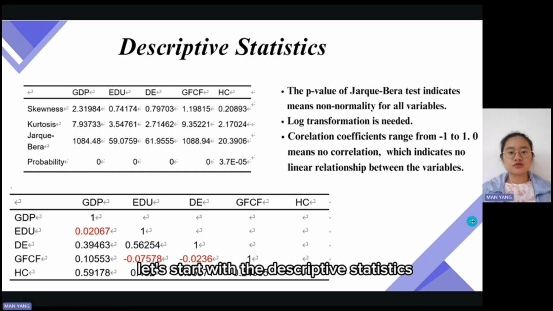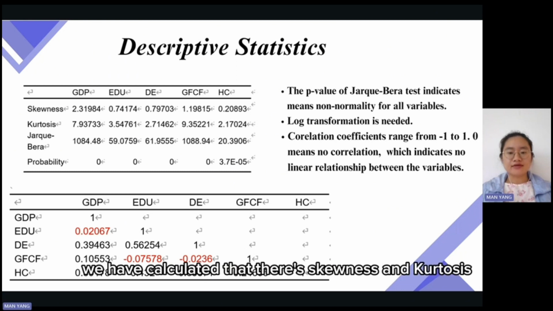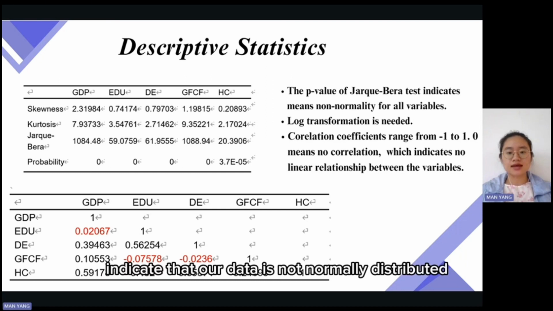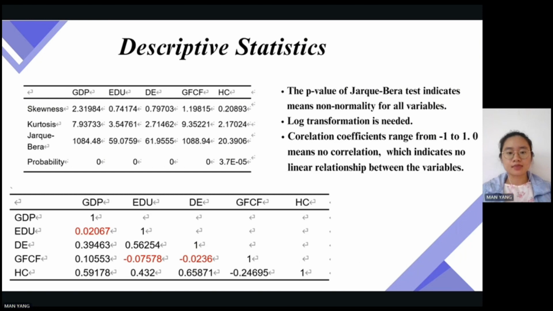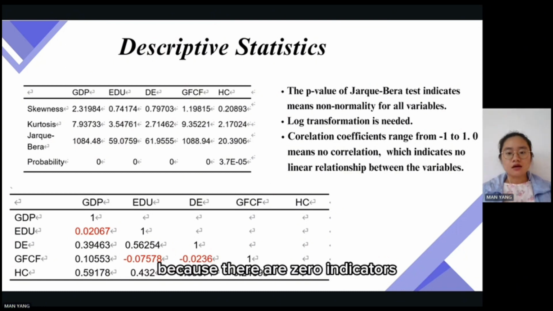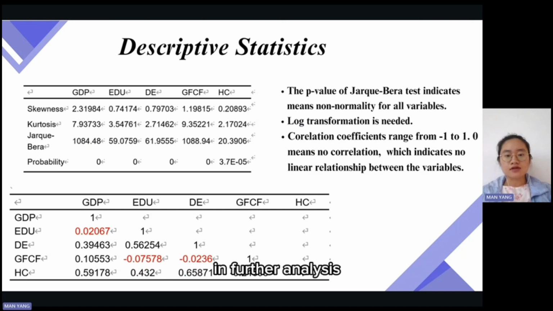Let's start with the descriptive statistics. As you can see in the table, we have calculated the skewness, kurtosis, and the Jarque-Bera test for each variable. Skewness and kurtosis values indicate that our data is not normally distributed. This conclusion is further supported by the p-value, which indicates the non-normality. Given the non-normality, a log transformation is necessary for our data to meet the assumption of normality in further analysis.